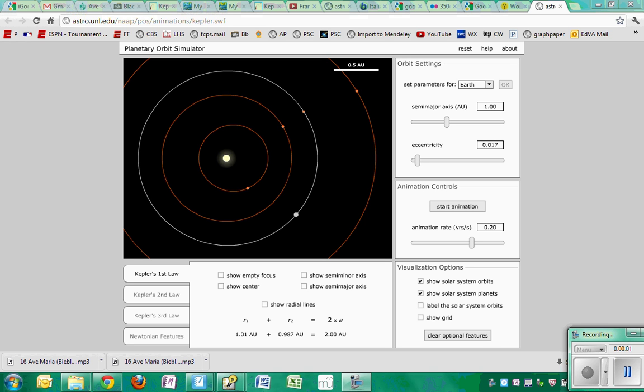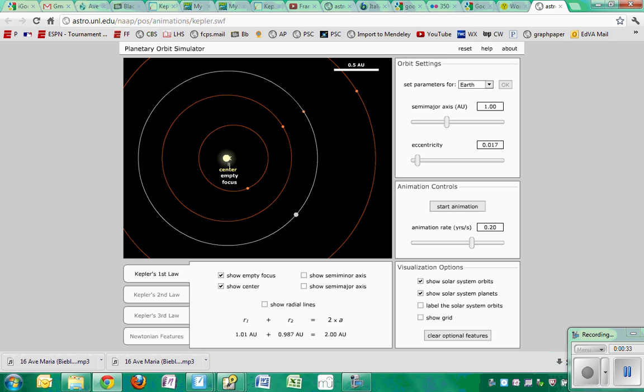I also wanted to do a real quick review of Kepler's three laws using this animation that I found online, and there's a link to it in the Blackboard notes that are posted. Just real quick again, notice that this white circle that you can see represents Earth's orbit, and you can see when we show the empty focus and the center that, although it's not quite a circle, it's very close to a circle.